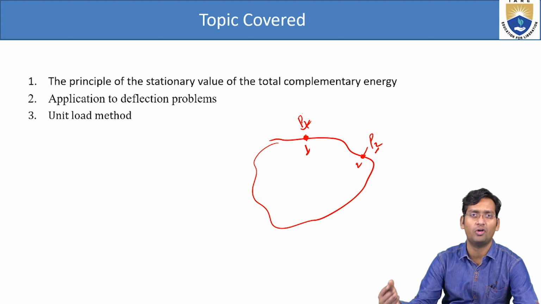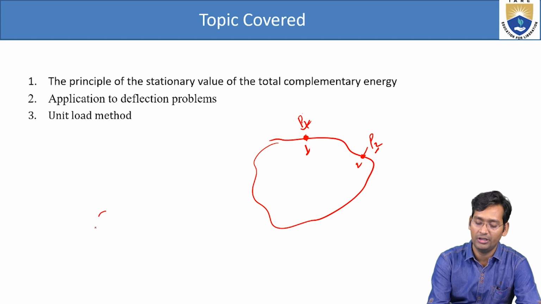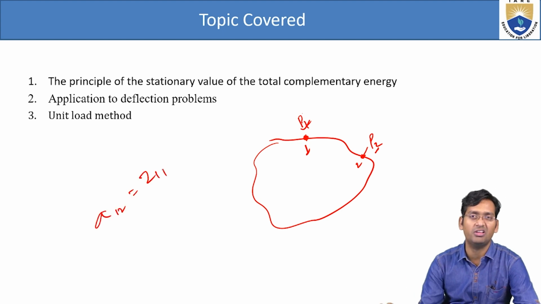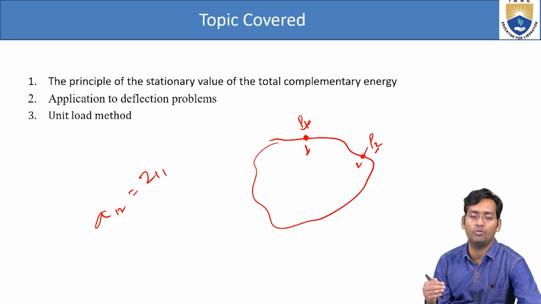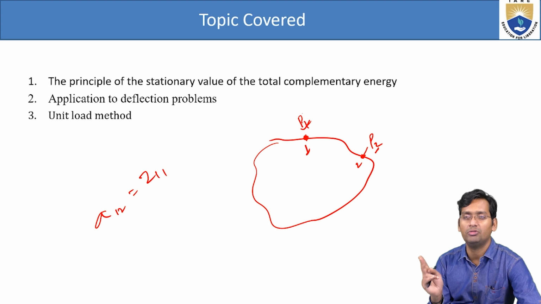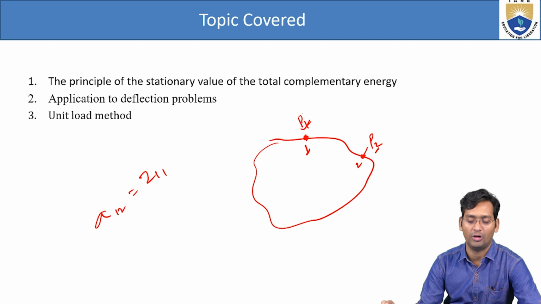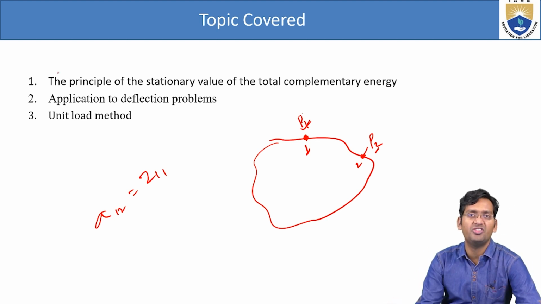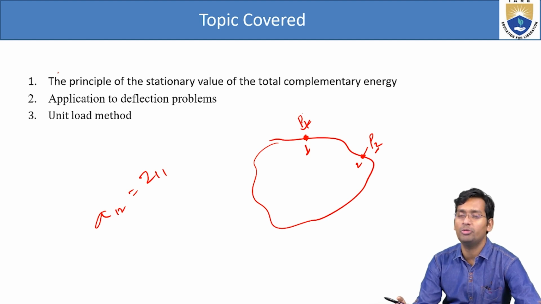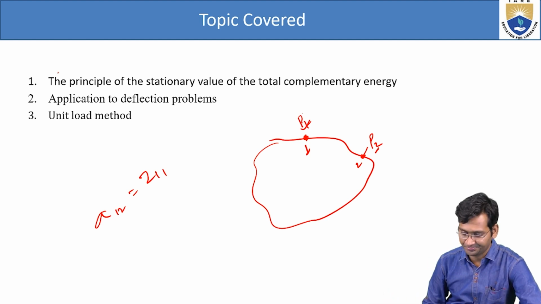First we had seen it for n number of loads, and then finally we reduced it to 2 loads, and then we proved that A12 equals A21, the flexibility constants. Hence we can say that Maxwell's reciprocal theorem means the energy stored at point 1 because of load 2 will be equal to the energy stored at point 2 because of load 1. Okay, now come to this video. First we will see the principle of a stationary value of the total complementary energy. Then we will go for the application to the deflection problem, and then we will see how to solve the problems by the unit load method.